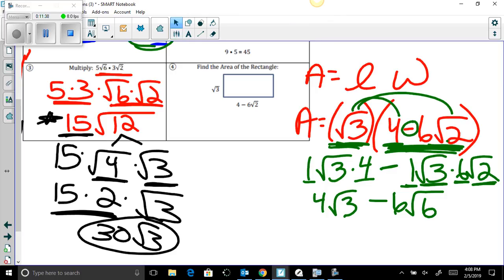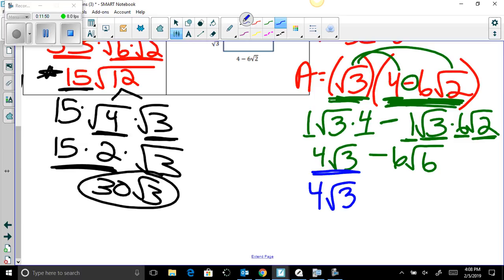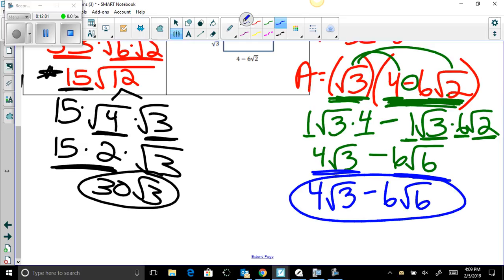Now, let's check to make sure I can't simplify any further. 4 radical 3, is 3 a perfect square? It's not. Can I break it down any further? I cannot, so leave it as 4 radical 3. Minus, can I break this down? 6 is not a perfect square. Can it go any further? Nope, so leave it. That whole thing is your answer. They're not like terms. I don't have like radicals and I can't simplify them, so I'm done.